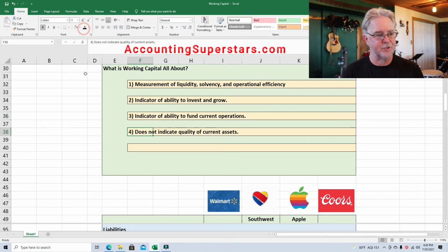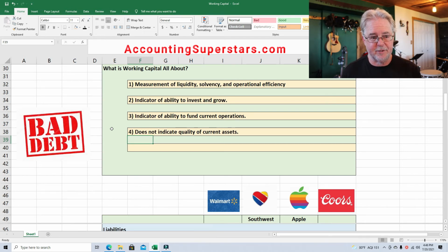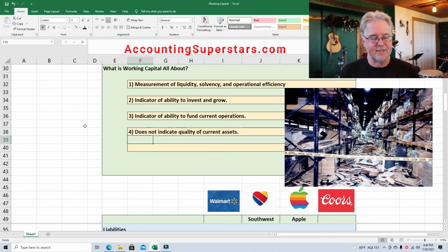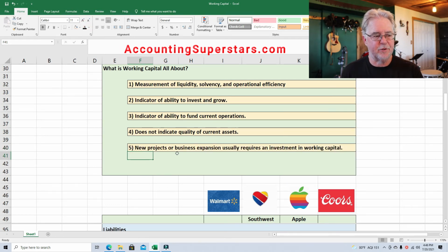So how are current operations going? Do we have enough money to keep things going here as we are? Forget about trying to grow and expand. Are we doing okay the way we are? And number four, does not indicate the quality of the current assets. Now the quality, what I mean by that, are your receivables really collectible, or are people just not paying you? What's going on here? And your inventory, is your inventory good? Is your inventory sellable? Is your inventory ruined? Is your inventory obsolete? Is your inventory something that people really don't want to buy?